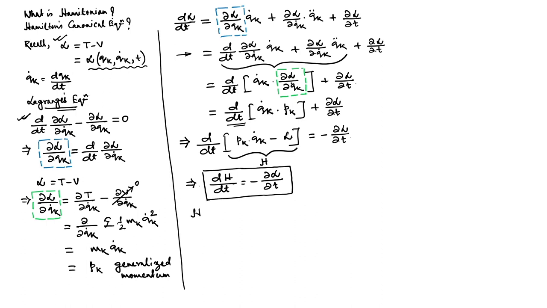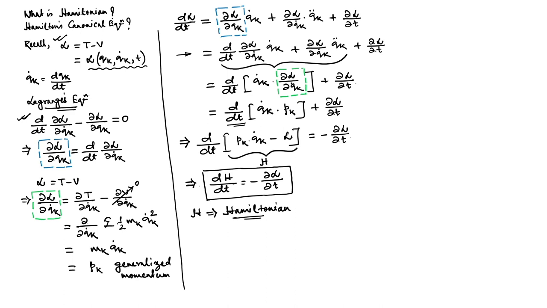What is H? H is called Hamiltonian. We will see in a minute what we mean by this Hamiltonian, but for the time being this is a very important relation that we have derived, and the relation between H and L is established in this important expression.